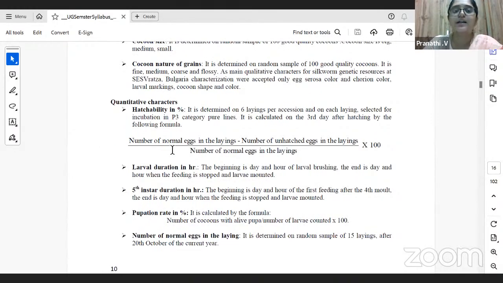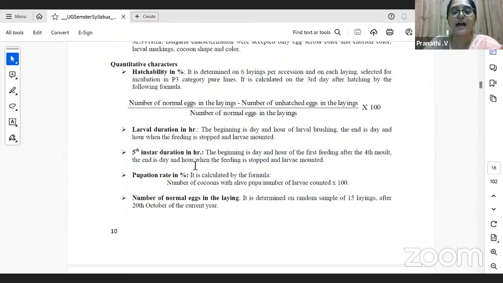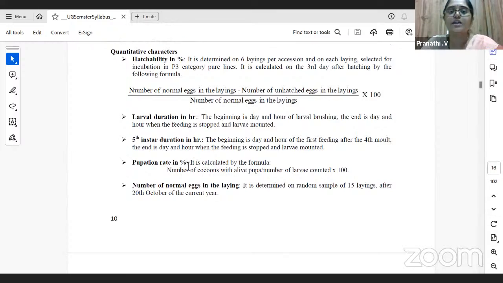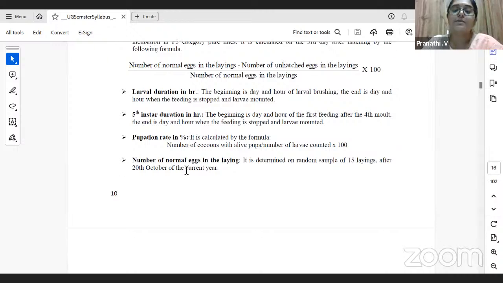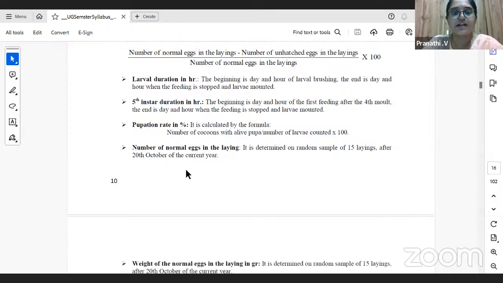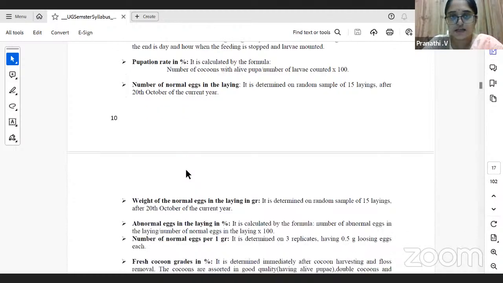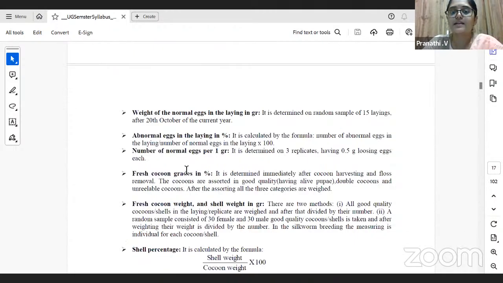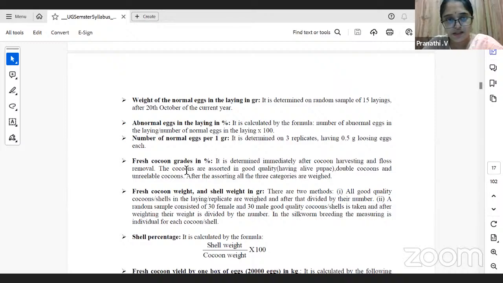When it comes to the quantitative characteristics, we are going to look at the hatchability, the larval duration in hours, and the pupal stages or the instar stages, pupation rate in terms of percentage, the number of normal eggs that are being laid, weight of the normal eggs that are being laid in grams, and then you're going to see what is the abnormality percentage, number of normal eggs per 1 gram, and then you're also going to see the fresh cocoon grades in percentage.